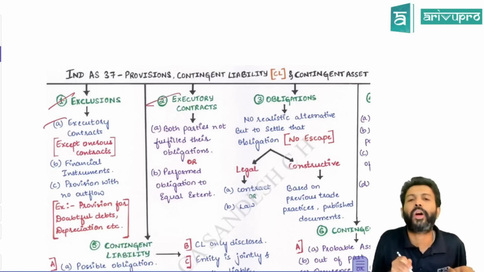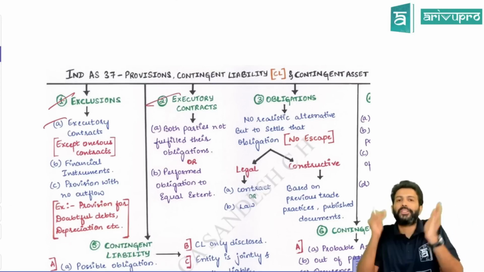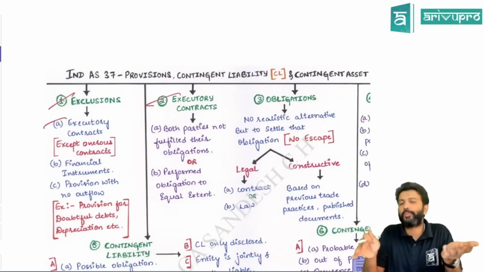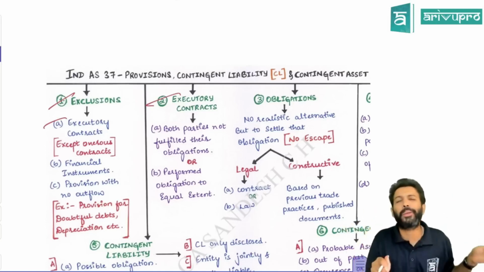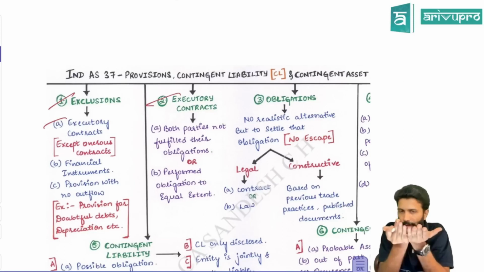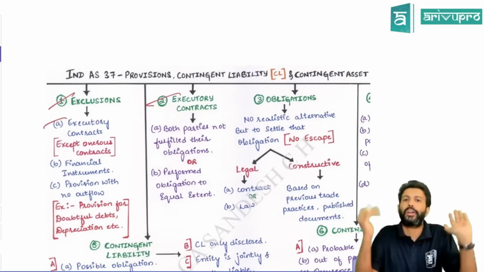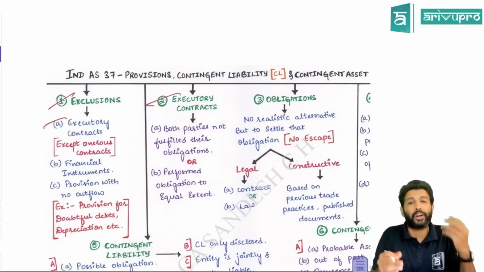So what does executory contract mean? Executory contract means the parties in the contract, none of them have fulfilled their obligation, or they have performed their obligation to an equal extent. They fulfilled their promises to an equal extent, or they have not performed their obligation at all. That is the thing.